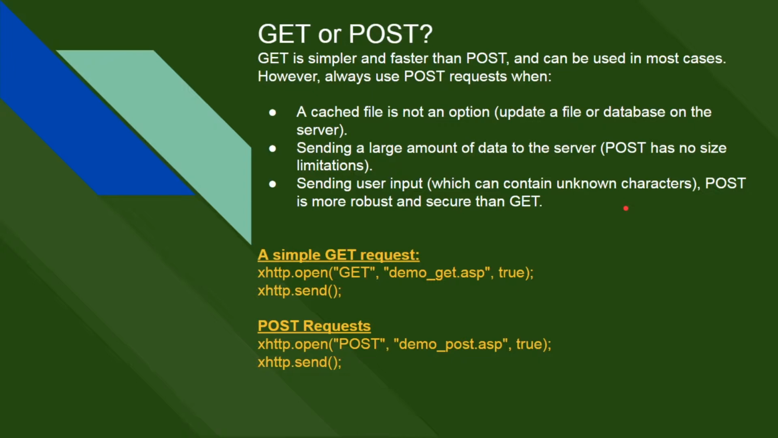So here is a small syntax, a simple get request and post request. Again, you have the object, and then you open. This is the open method. Either you can use get or post, and here is the location of the file and true, and then send. Again, for post, same thing. The only thing that changes is the method, either get or post.